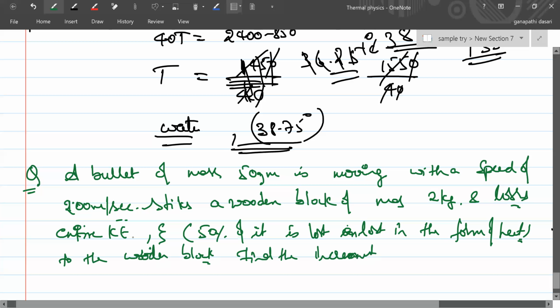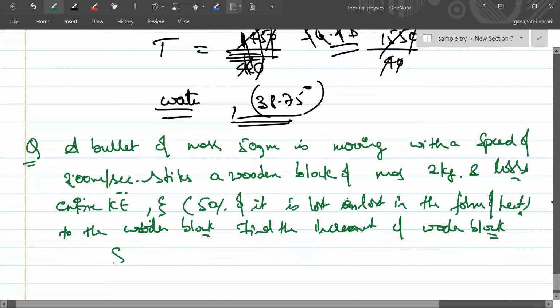Sir, can you scroll up? It loses all the energy, but only 50% is lost in the form of heat. Okay. Then specific heat of the block is 2 calorie per gram degree Celsius. Solve the problem.